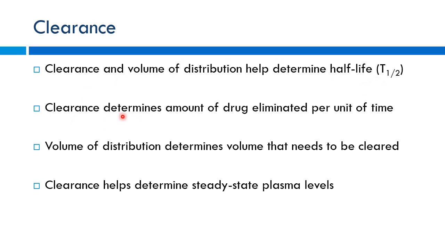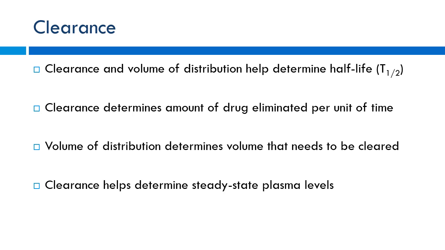But basically, clearance is going to determine how much drug we're actually eliminating per unit of time. Okay, so it's telling how quickly we're getting rid of the drug that's in the blood, right? Because again, the drug has to be within the blood to get to the kidneys to be filtered to be eliminated, right? Or to go to the liver to be metabolized. Volume of distribution determines how much volume has to actually be cleared.